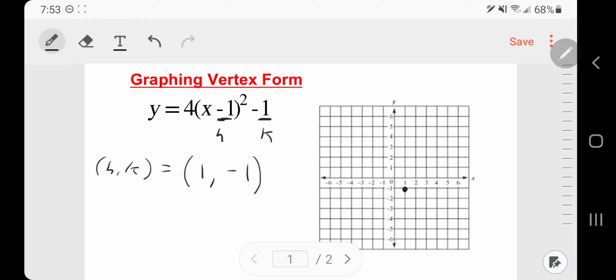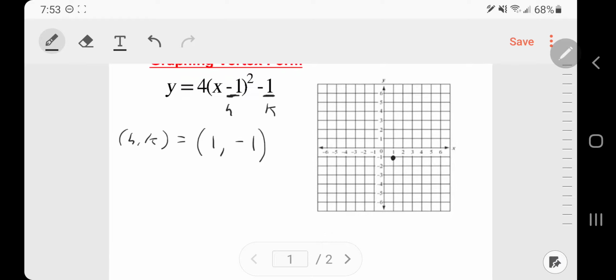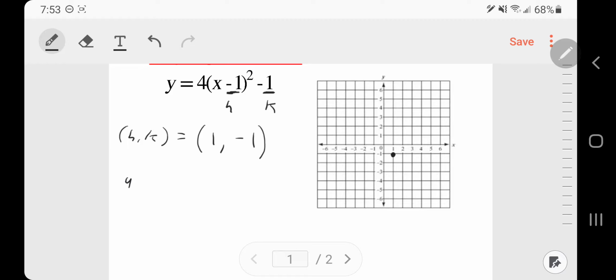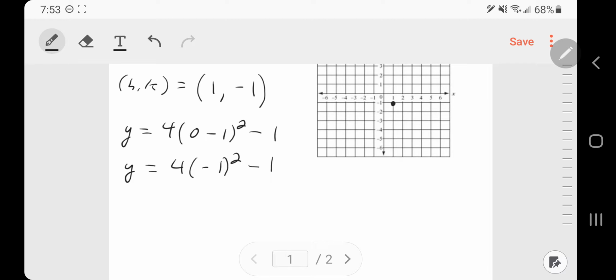So I can pick any value for x, plug it in, and we'll find our second point. I'm going to choose to plug in 0 for x, and that's going to help me to find the y-intercept. So we'll do 4 times, now I'll plug in 0 for x, and I will solve for y. y equals 4 times (0 minus 1 is -1) squared minus 1. And -1 squared is 1, 1 times 4 is 4, so it would be 4 minus 1. y equals 3.